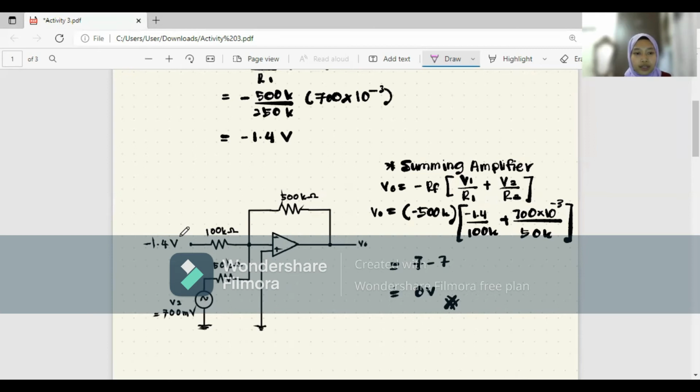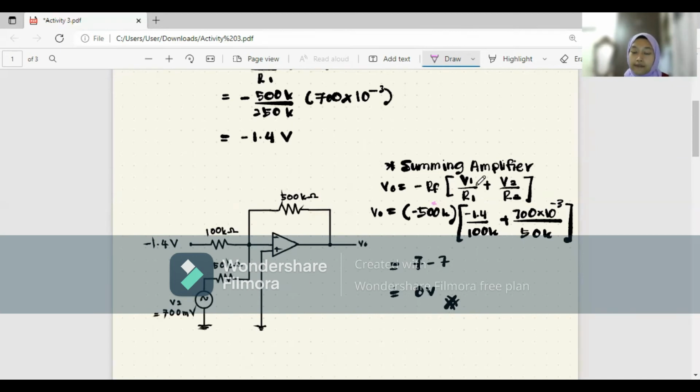So we already know that V1 here, which is the voltage input for the summing amplifier, the first one, is negative 1.4 volt, and the second input voltage, which is V2, equals 700 millivolt. So we can just substitute inside the formula. RF for this second amplifier, which is the summing amplifier, is 500 kilo ohm. So we can just substitute 500 into this here.